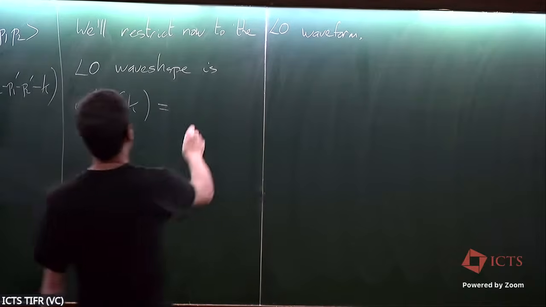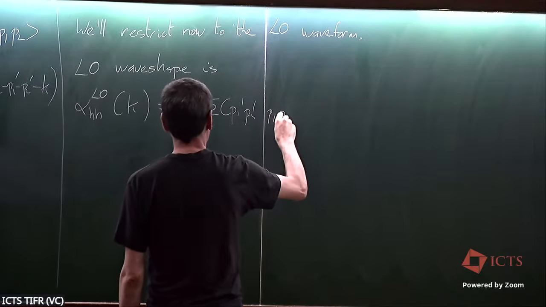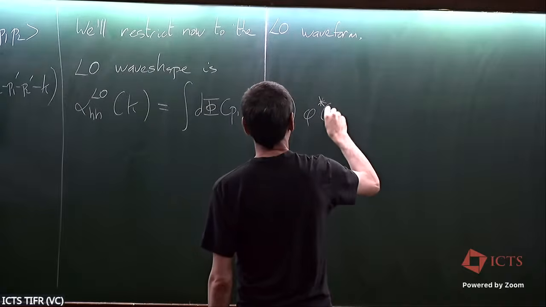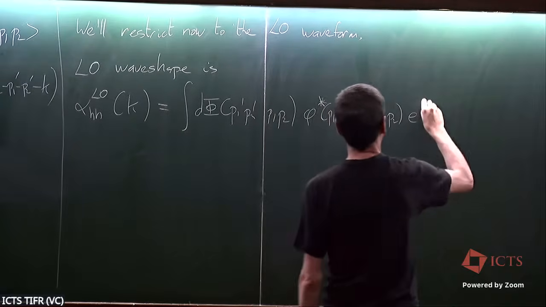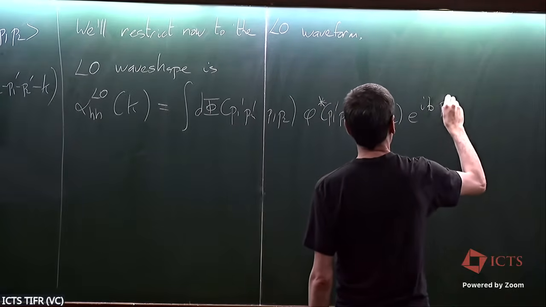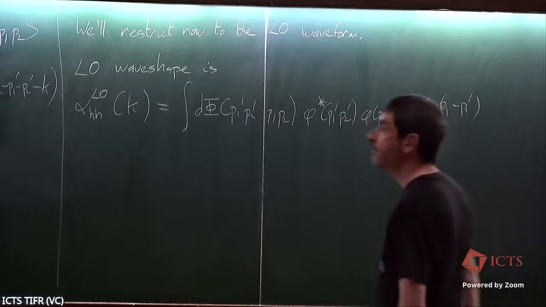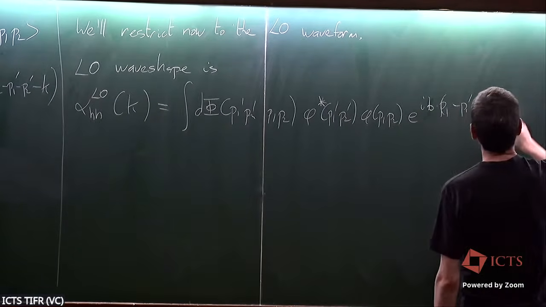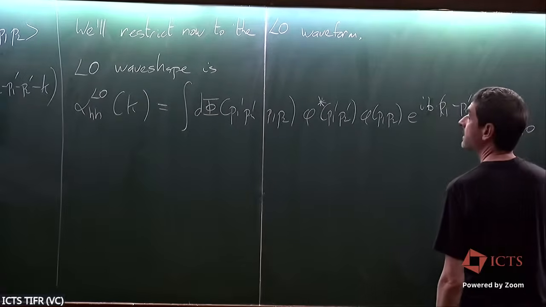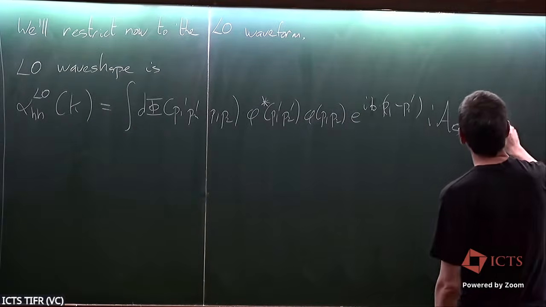Okay, so we have integrals over these momenta, the wave packets. And now I can insert, instead of this matrix element here, this expression. I'll just write it as I A5, comma 0, because it's the tree-level waveform times this delta 4.